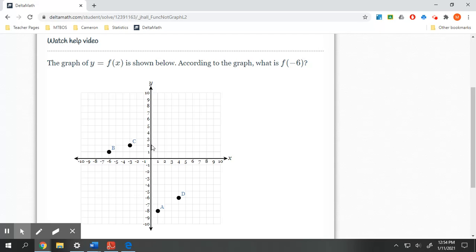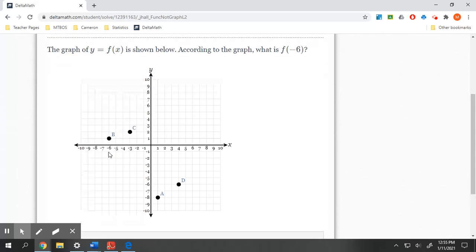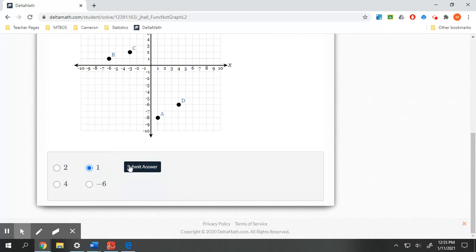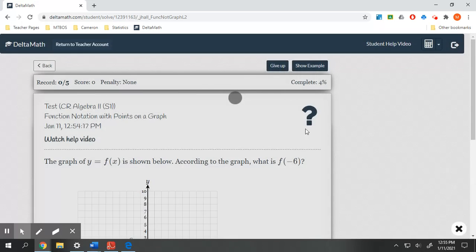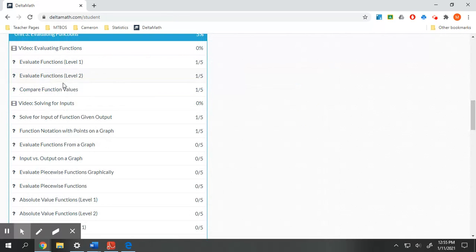So looking here, well, input of -6, 1, 2, 3, 4, 5, 6, has an output of 1, which is b. All right, so that is this first exercise.